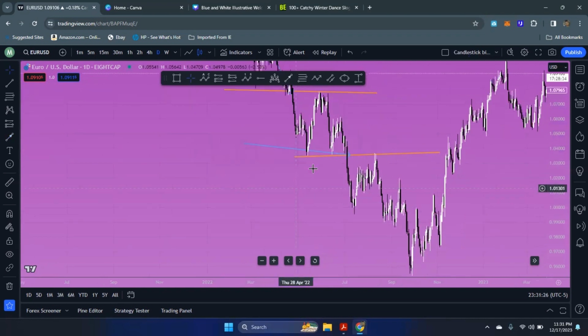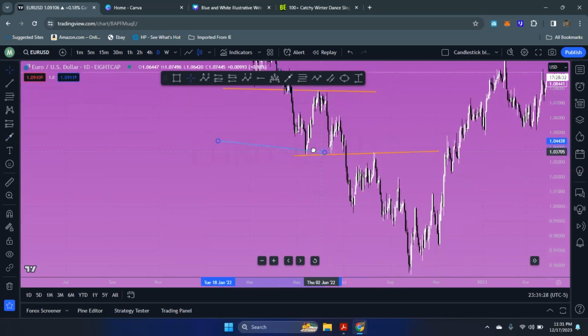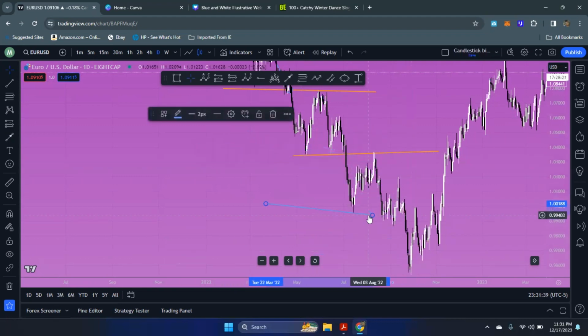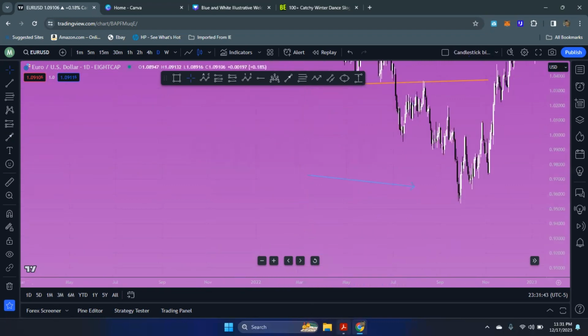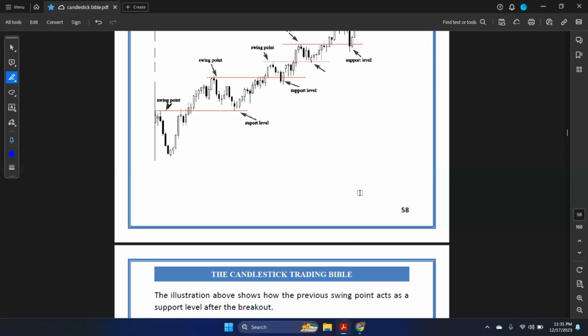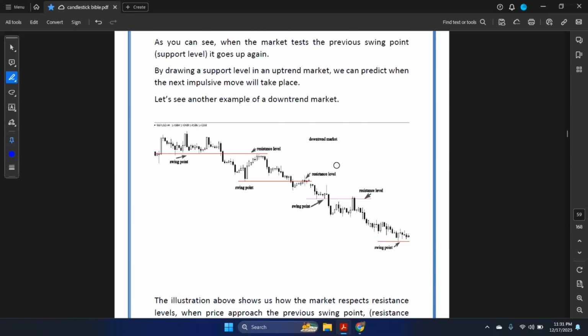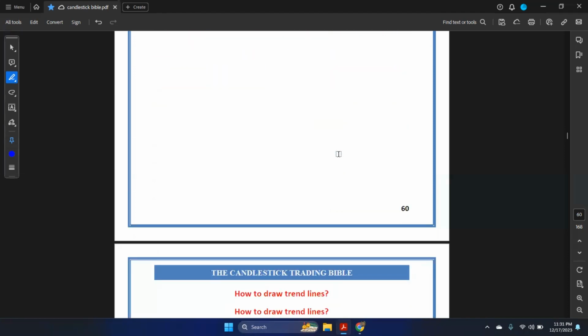And then again, previous swing points. She broke structure here. Came back, retested the previous swing point, and then she went down. So we seen it in an uptrend, and we seen it also in a downtrend, the support and resistance levels, and how they become support and resistance levels.